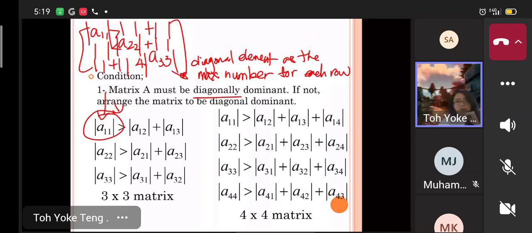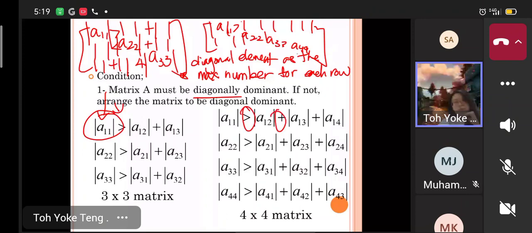And then the same goes to the 4 dimension one. So for this one, that is greater than the summation of the other elements at here, and then this one. Okay, just remember that as the summation. So there is 5 diagonal elements as the maximum number for each row. In case that this one is 10, this one is 2, this one is 7, 7 plus 2 is 9, 10 is still greater than 9 at here.